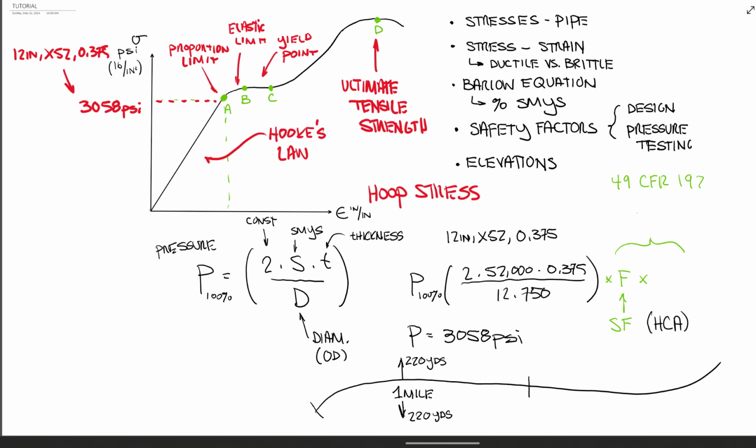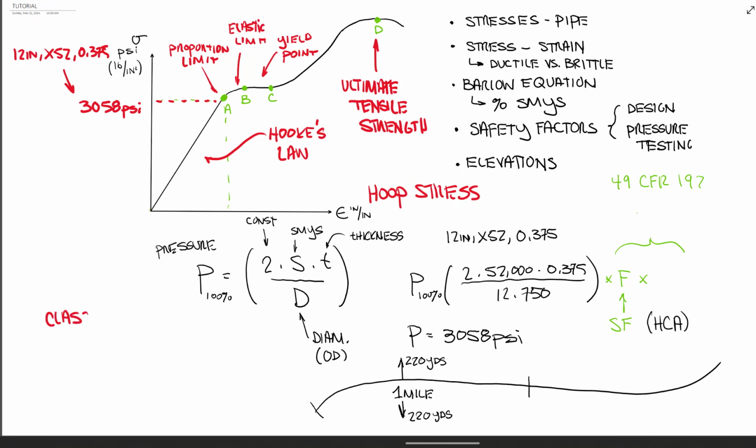So essentially, a class 1 area is a location with fewer than 10 homes within a 1 mile stretch, 220 yards off a center. I do believe if it's greater than 10 homes but less than 46, then you're in a class 2 location. And if it's greater than 46 buildings, or if it's a compressor station or a meter station, it's automatically a class 3 by design. Well, what is that? So let me write these down.